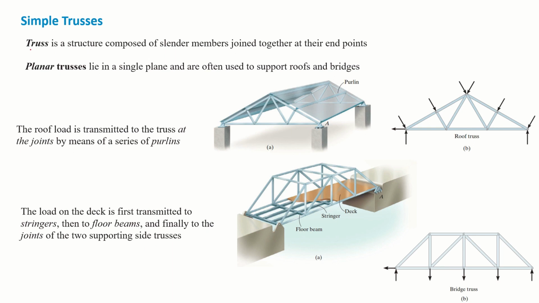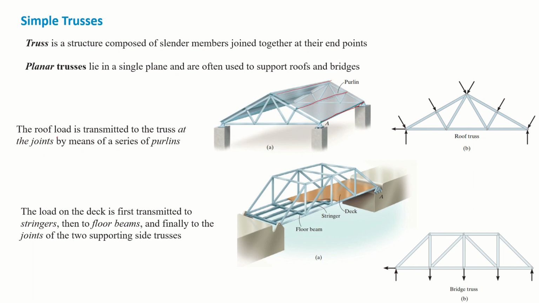A truss is a structure composed of slender members joined together at their end points. This is a roof truss which lies in a single plane. You can see that this roof truss is lying in a single plane, so it does not have any member which lies in the third plane perpendicular to this screen.